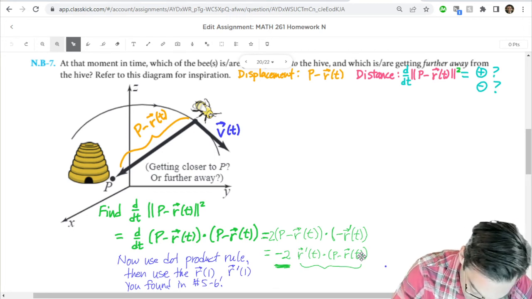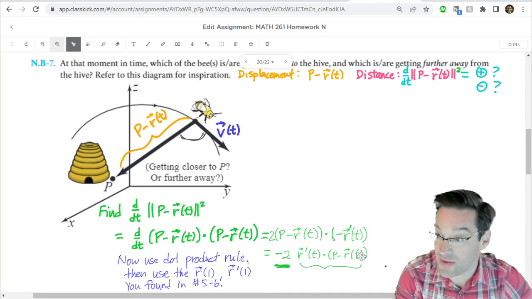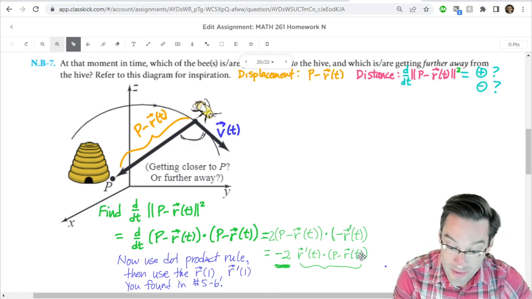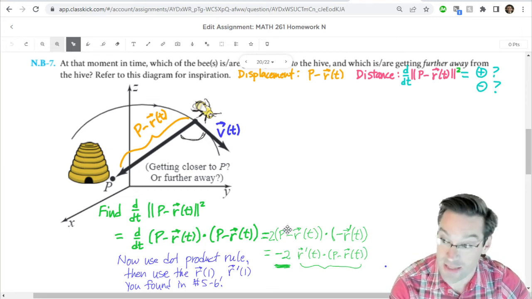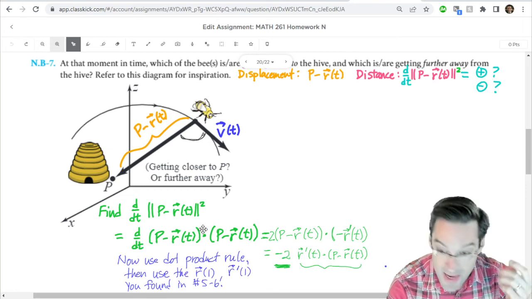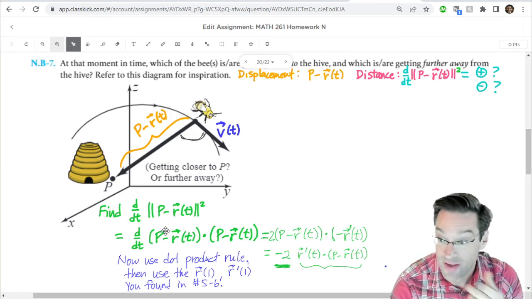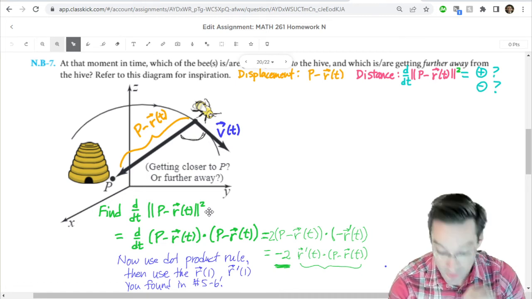When this dot product is negative, in other words, if the angle between the velocity vector of the bee and the beehive is obtuse, like it is in the original diagram, then the time derivative is going to be positive, because the dot product is negative and is getting multiplied by -2. And when that's the case, that obtuse angle means that the bee is actually getting further away from the hive. The time derivative of the distance squared is increasing.